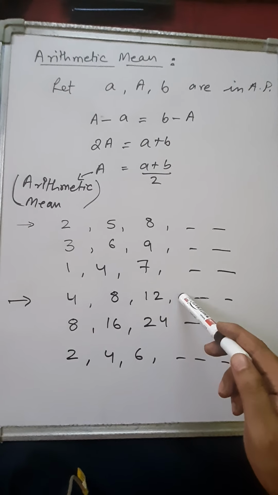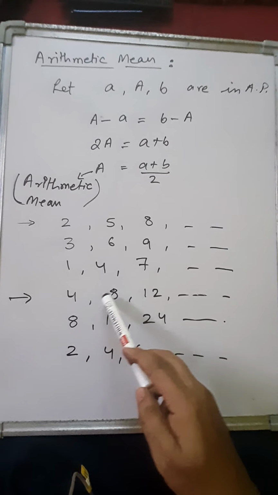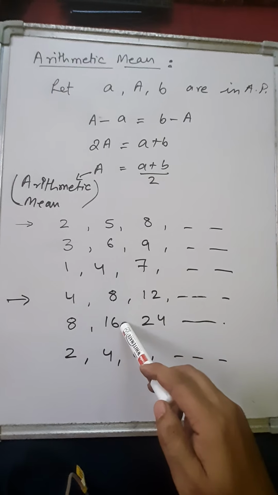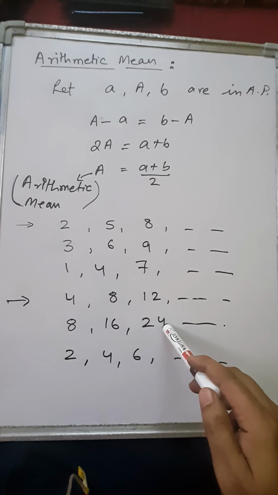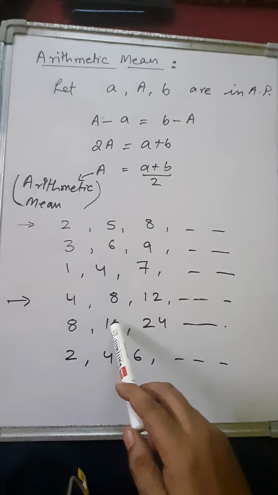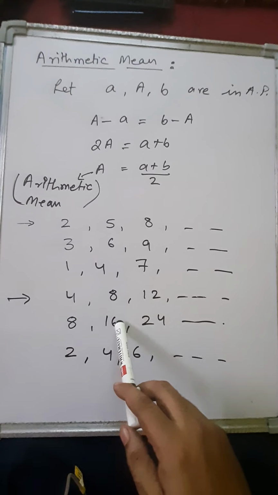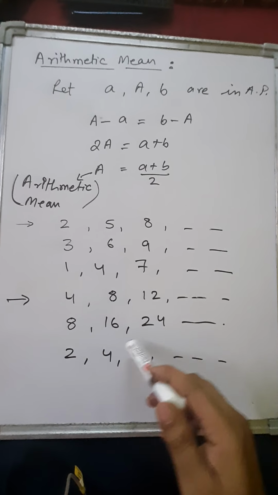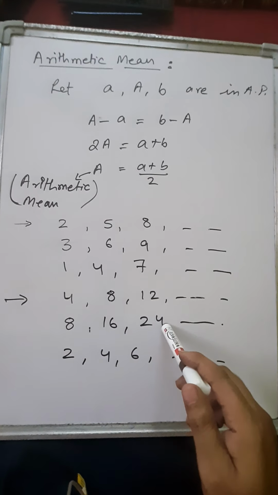In this progression, if you multiply each term by 2, 2 4s are 8, 2 8s are 16, 2 12s are 24. Now you can see, is this an arithmetic progression that we have got? 16 minus 8, 8, 24 minus 16, 8. Yes, it is an arithmetic progression. That means when we are multiplying, we are getting an AP.